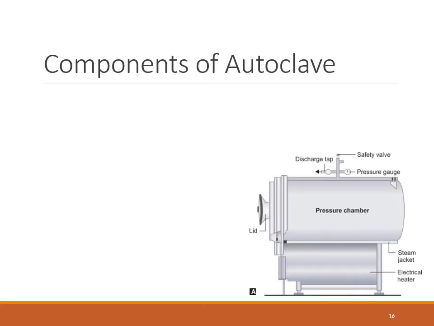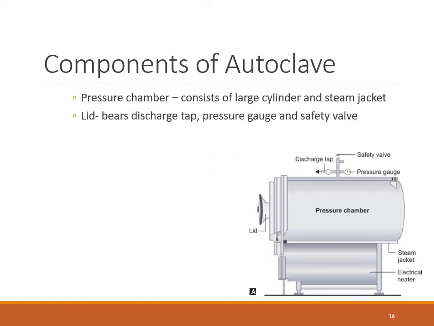Then the components of the autoclave. The steam sterilizer is a pressure chamber which consists of a cylinder, a lid, and an electric heater. The first component is the pressure chamber. It consists of a large cylinder made of gunmetal or stainless steel, in which the materials to be sterilized are packed.